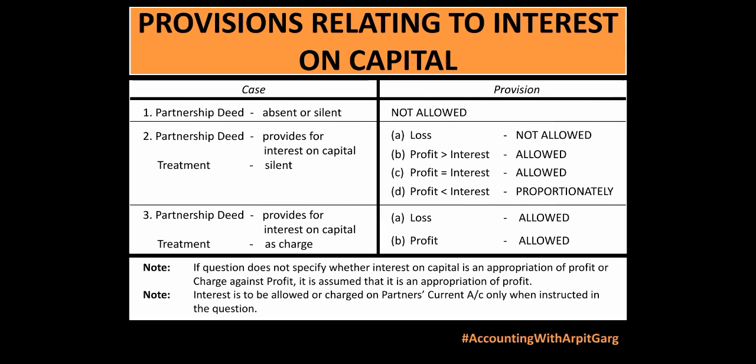Second, interest is to be allowed or charged on partner's current account only when instructed in the question. So if you are given to allow interest on capital account, then you will allow interest only on capital account. You will avoid allowing interest on current account, and you will be able to clear the concept when you solve the questions. I request you all to please contact your friends or seniors to provide you with a maximum number of questions so that you can solve them and brush up your concepts simultaneously as we are studying the concepts.